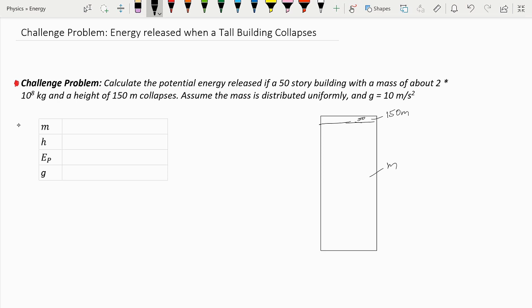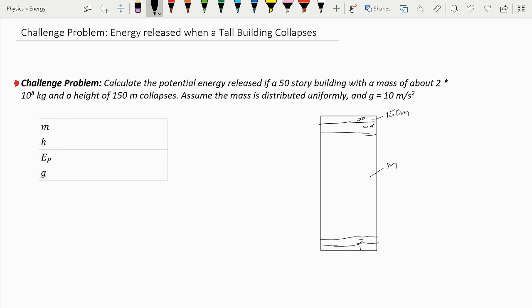But what about for maybe the first story? The first story would probably not have a height of 150 meters. It doesn't. What about the 49th story and the second story? So I think you get the point right now. The height is not 150 meters.